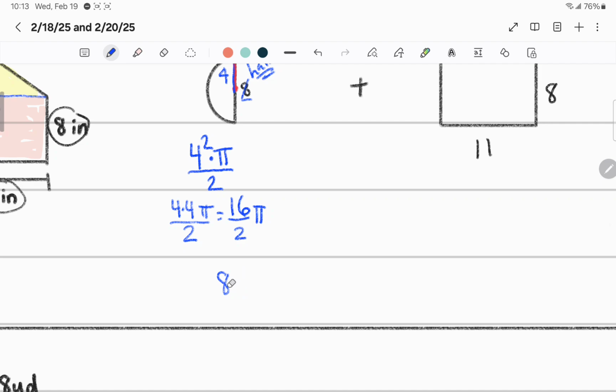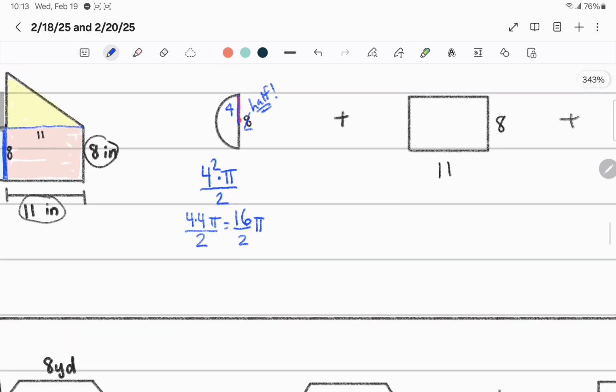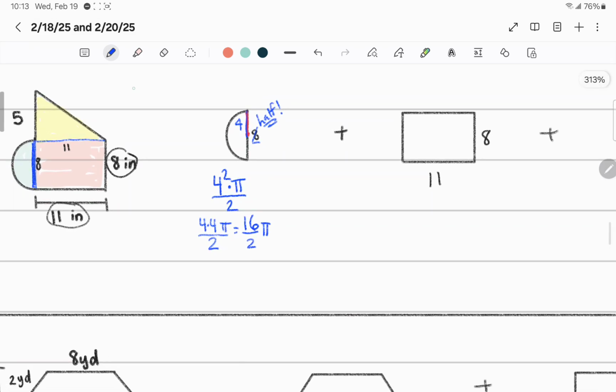So another note, guys, actually, let me go back. For this one, for the irregular shapes, you have to replace pi with 3.14 because we're doing the area. So this is 8 times pi, but we're going to replace pi with 3.14.